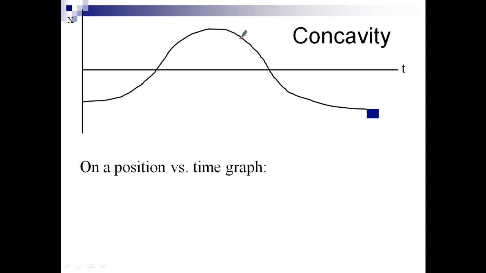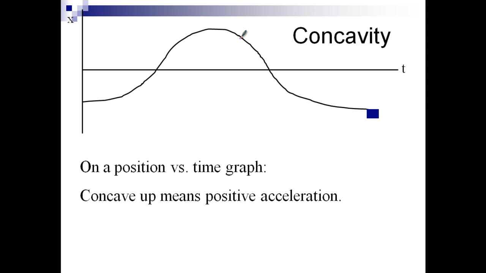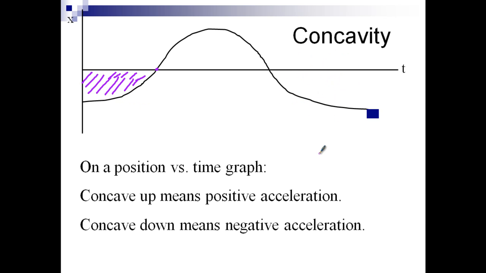Concavity is also important on these graphs. Concave up means positive acceleration. So this whole area right here is concave up. And that has positive acceleration, which means it's speeding up, which we can clearly see because if we draw tangent lines along here, they keep getting steeper and steeper and steeper until right here. So that's right in there.